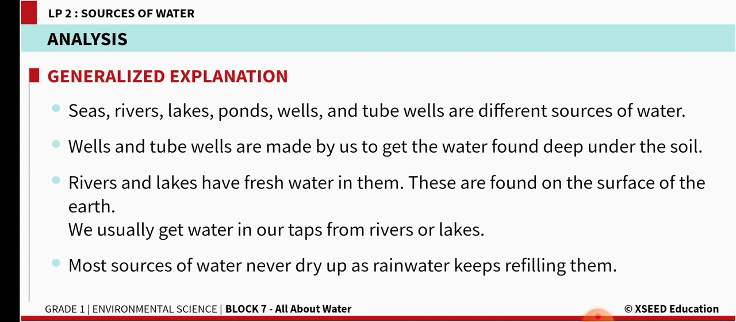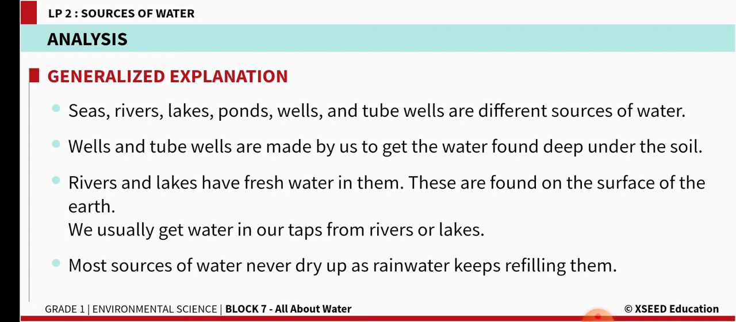Seas, rivers, lakes, ponds, and wells are different sources of water. Wells and tube wells are made by us to get the water found deep under the soil. Rivers and lakes have fresh water in them. These are found on the surface of the earth. We usually get water in our taps from rivers and lakes. Most sources of water never dry up as rainwater keeps refilling them.